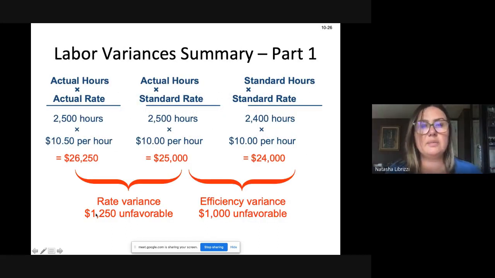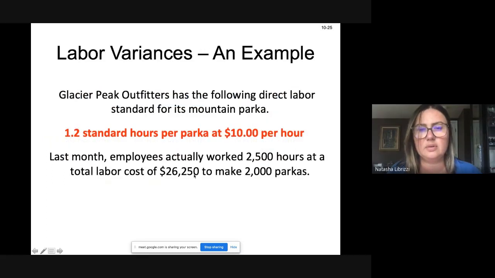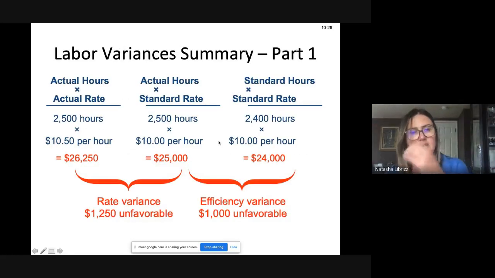So we have the same structure. We take actual hours, 2,500, times the actual rate. We took 26,250 divided by 2,500. This number was given to us. So this is actually what happened.